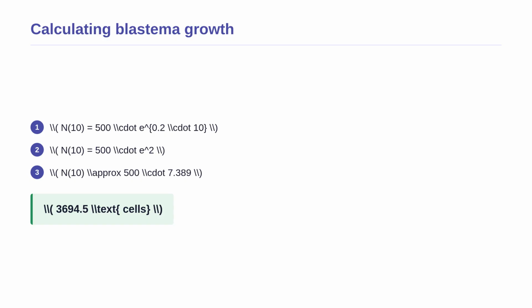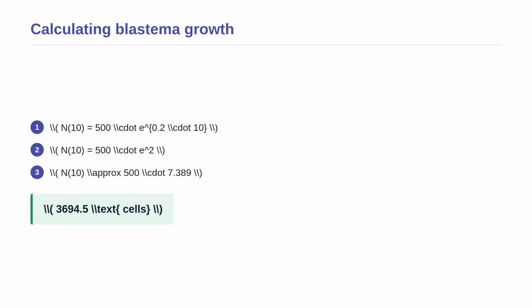Let us put this formula to work with a concrete example. Suppose a salamander loses its tail, and an initial blastema forms with exactly 500 dedifferentiated cells. We are given a continuous growth rate of 0.2 per day, and we want to find the cell population after exactly 10 days. We chose the exponential growth formula because the cells are dividing without restriction.